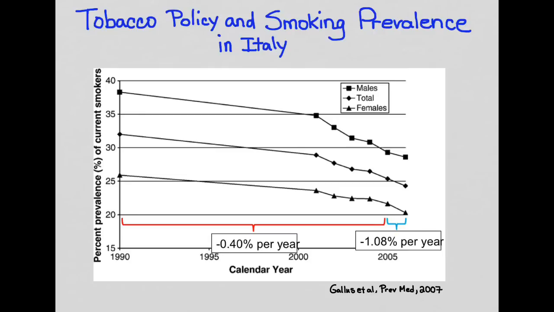And then what we look at here is the change per year in smoking prevalence prior to the law in 2005 and then after the law. And so you can see they're arguing from this data that the decrease in smoking prevalence was lower before the law than after the law. There was a systematic reduction in the number of people who are smoking, but what they argue is that that reduction increased dramatically after the law.